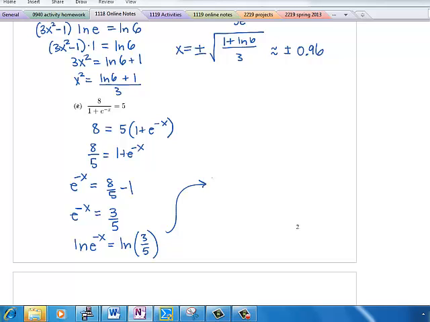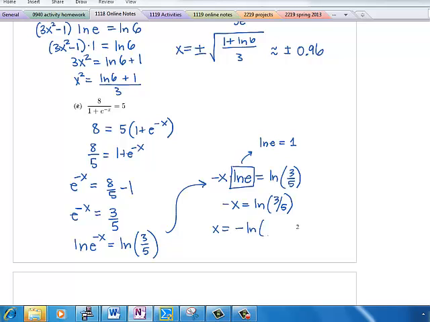Move that exponent down. And remember that the natural log of e is 1, since e to the 1 is e. So we just have negative x equals natural log of 3/5. So we'd want to divide by negative 1. So we'd have x is negative natural log of 3/5, which is fine.